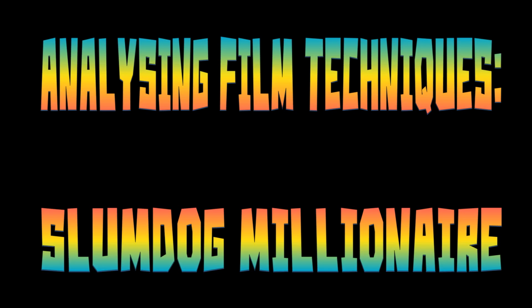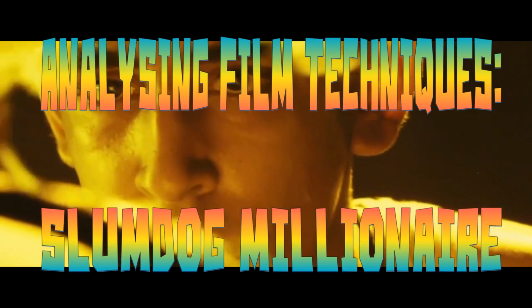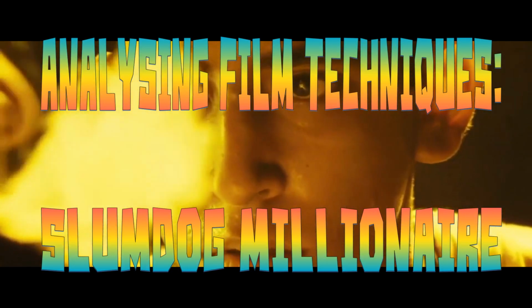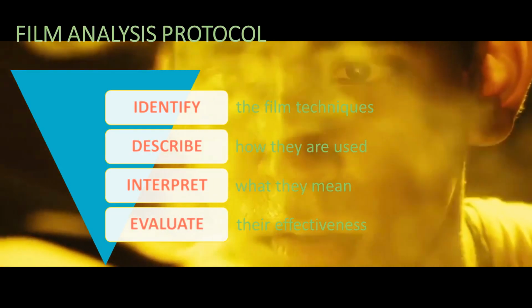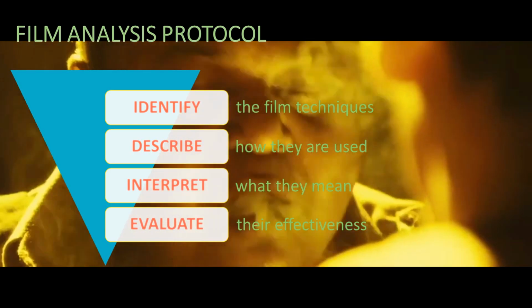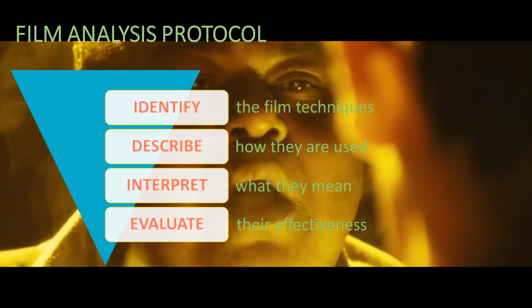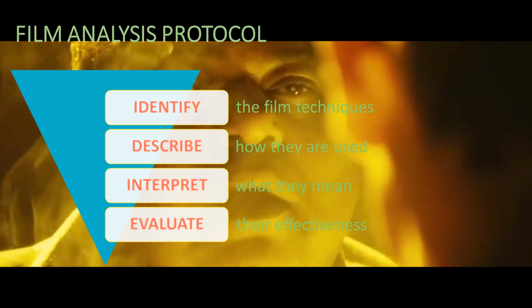Welcome to part 2 of this lesson, analysing a scene from a film. If you haven't watched part 1, go and watch it now and you'll be ready to watch this lesson. In part 1, we identified a number of film techniques of the opening scene of Slumdog Millionaire. Now we're going to move on to interpreting the use of these film techniques and evaluating the filmmaker's decisions.